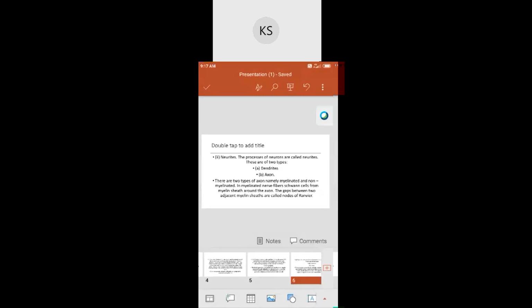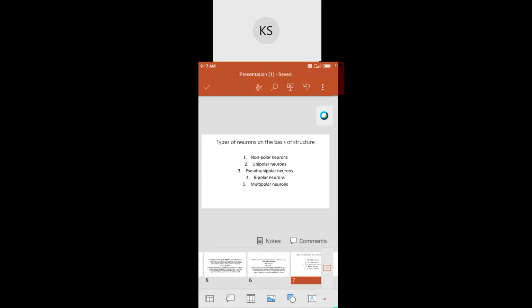Next, there are two types of axons, namely myelinated and non-myelinated. In myelinated nerve fibers, Schwann cells form the myelin sheaths around the axon. The gaps between two adjacent myelin sheaths are called the nodes of Ranvier. Then next, how many types of neurons are there on the basis of structure? There are 5 types of neurons on the basis of structure: non-polar neurons, unipolar neurons, pseudo-unipolar neurons, bipolar neurons, and multipolar neurons.